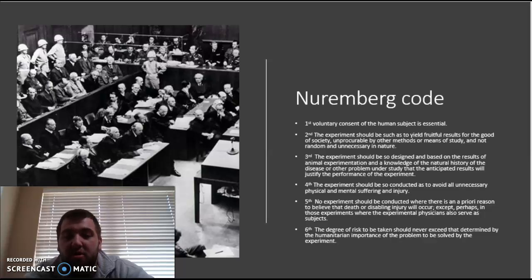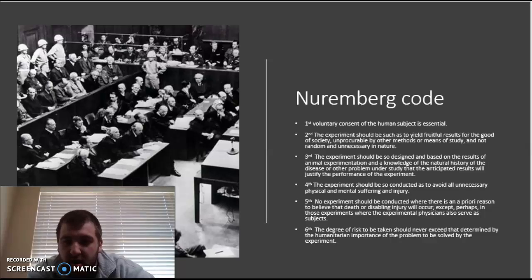Fifth, no experiment should be conducted where there is a prior reason to believe that death or disabling injury will occur, except perhaps in those experiments where the experimental physicians also serve as subjects. Sixth, the degree of risk to be taken should never exceed that determined by the humanitarian importance of the problem to be solved by the experiment.